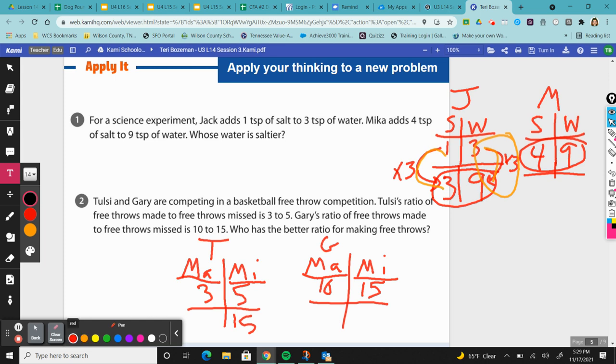So I want to say, how do I get from 5 to 15? Well, I multiply by 3, right? Same thing over here. If I do that over there, do it over here. 3 times 3 is 9. Now I can look and say, okay, my missed is the same. So now what's the difference in my made? Who is making more free throws? And we can see that Gary is making more free throws, right?